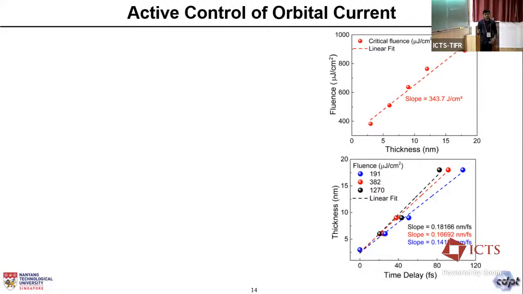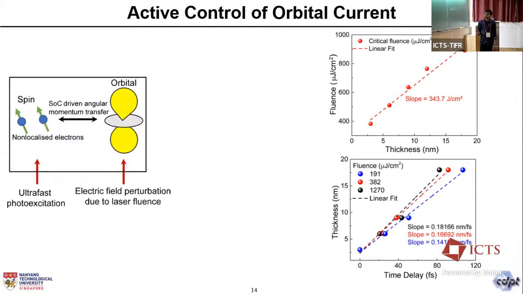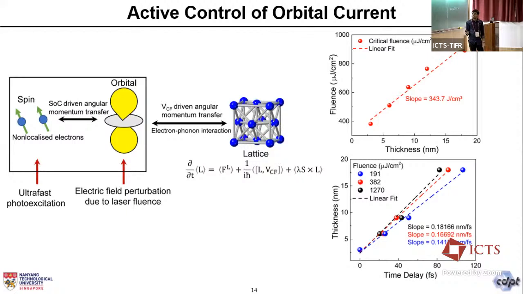And why is it happening in orbital transport and not spin transport? That lies in the angular momentum coupling that we are talking about. When we are increasing fluence, into this orbital wave function we are creating a non-equilibrium. And as we know, the orbital angular momentum and the lattice are coupled pretty efficiently. That means this non-equilibrium orbital wave function will try to have angular momentum exchange with the lattice, which is driven by the crystal field potential.